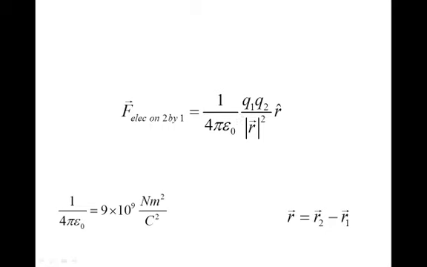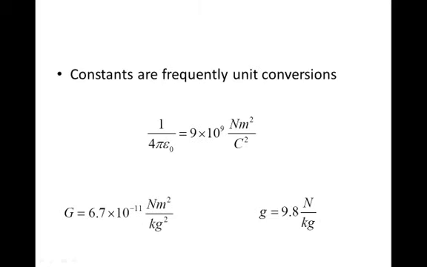Now this 1 over 4 pi epsilon naught, that's just a constant, 9 times 10 to the 9 newton meter squared per coulomb squared. And I just wanted to comment a little bit that this constant here really is just kind of a unit conversion. It's converting between measurements of meters and coulombs into newtons. And a lot of constants tend to be just unit conversions.